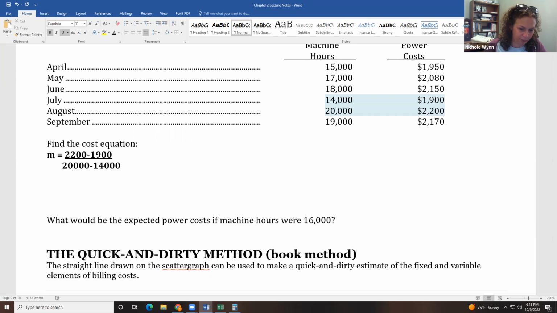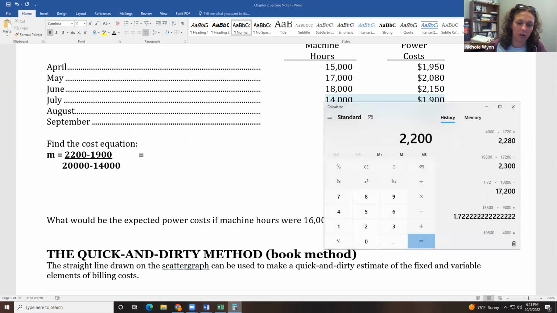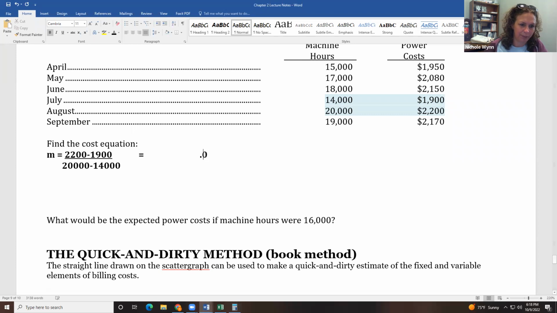So my number is going to be really small. So 2,200, and when I make the students do it in class, they're always like, I got a really little number. I'm like, you're fine, keep going. So 300 divided by 6,000 is 5 cents. Okay, so that's your M. Your M is little. And then I'm just going to use the high road, but if you use the low road, you should get the same answer.